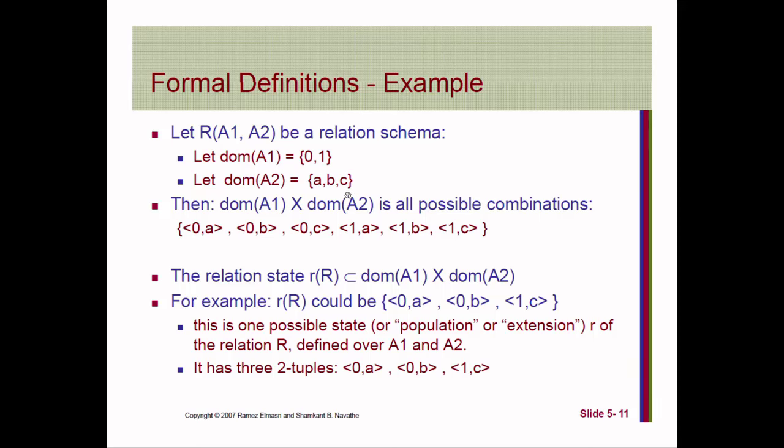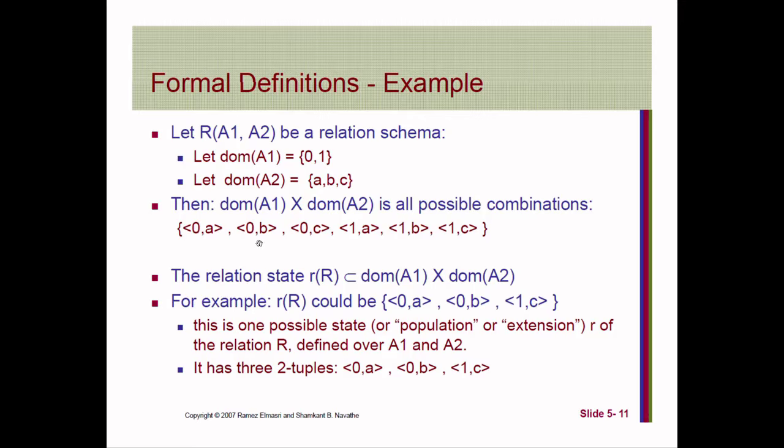Now, if I take the Cartesian product, represented by X, of these two sets, because the domain of an attribute is basically a set of values, what do I get? All possible combinations, as you know, of the Cartesian product. So what are all the possible combinations in this case? You can have 0A, 0B, 0C, 1A, 1B, 1C. So these are the six possible values if I take the Cartesian product.